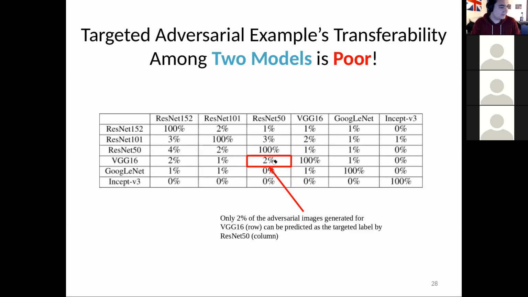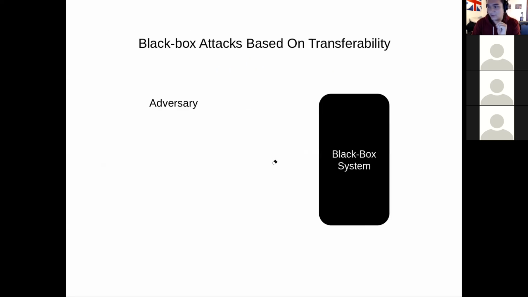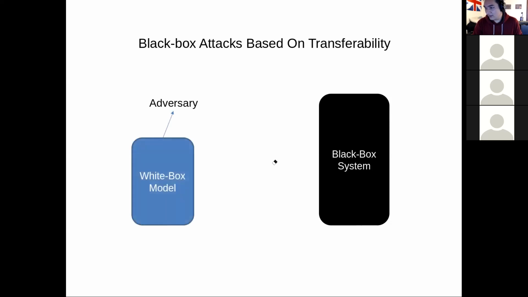Any other questions on this? Okay. So how do we do these black box attacks based on transferability if they're really bad at generating targeted examples? One way is that an adversary might train a white box model to generate adversarial examples and transfer them to this black box system. That's what we've seen so far: we use a white box model, generate an adversarial example and transfer it to the system.